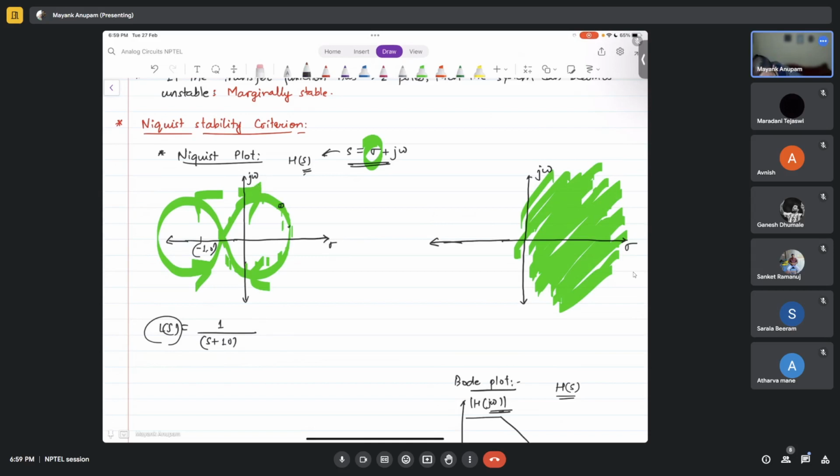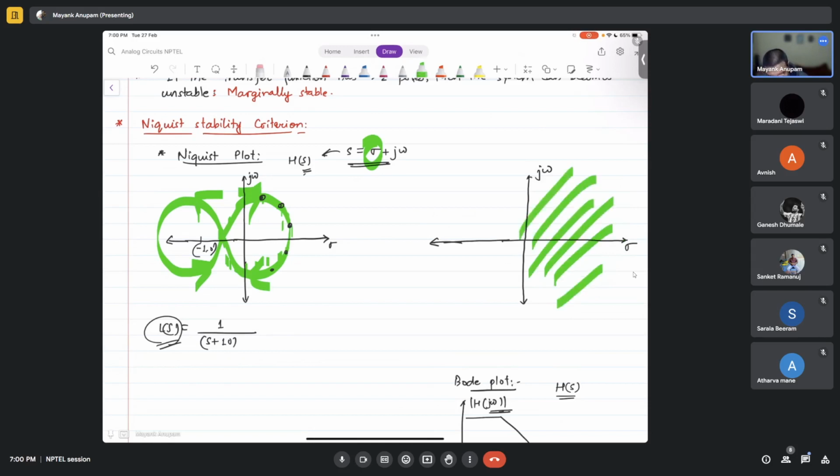So all these points in this green highlighted plot are complex numbers which represent a certain value of L of S for a certain different value of S. Okay, so that is what Nyquist plot is. When you take all the points in the right half plane of S, if you see that there is no counterclockwise encirclement of the minus 1 comma 0 point, then you can clearly say that the system is stable.